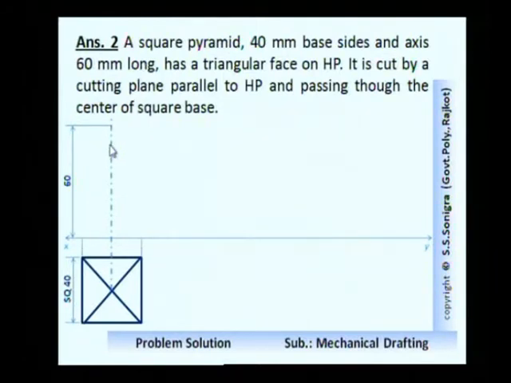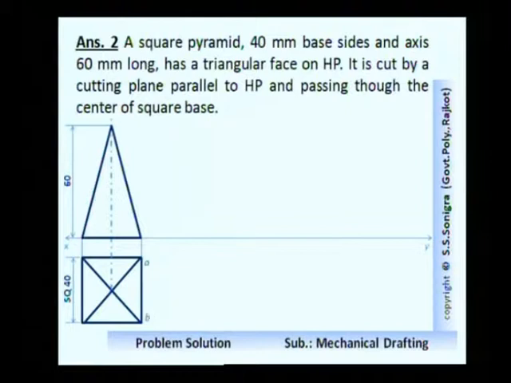So join this apex point with this side length, transfer this square base to the XY line, and join these 2 points with the apex point and complete this triangle. So this triangle represents the front view of a square pyramid having side length 40 mm and height 60 millimeter.